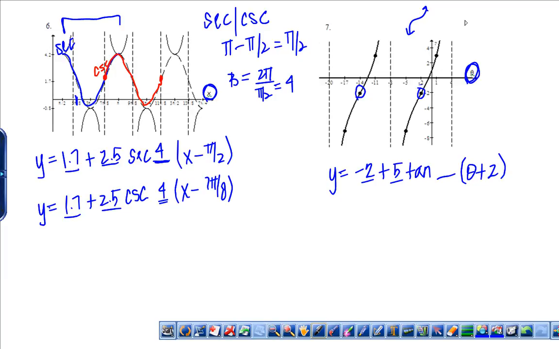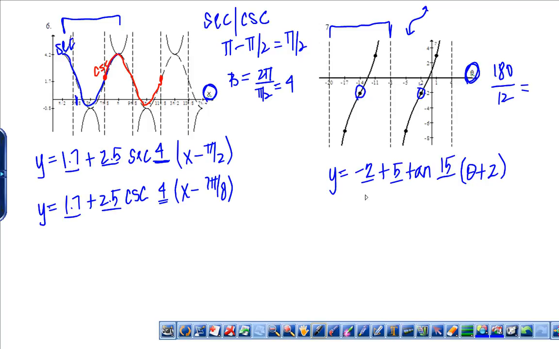Remember, you're always working with pi or 180. And since we're in theta, I'm going to say 180 divided by how long it took me to do a cycle, and it was this many degrees. So 20 to 8 is going to be 12. So that gives me 15.